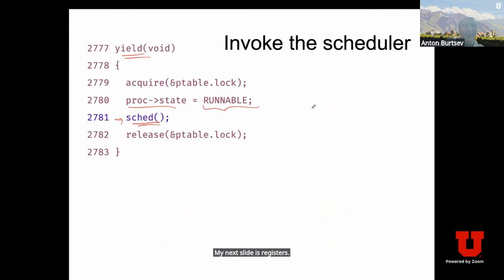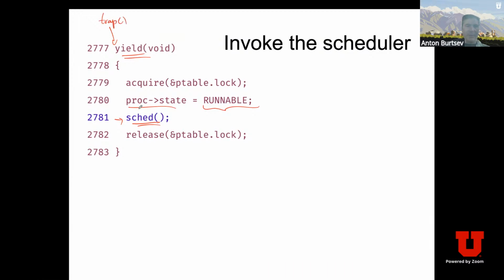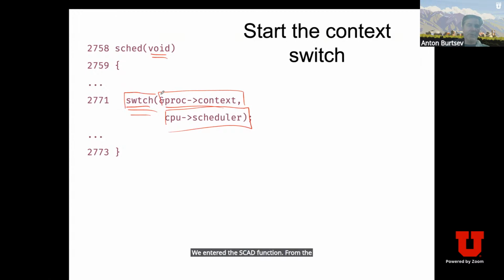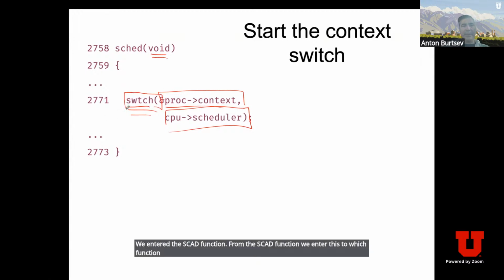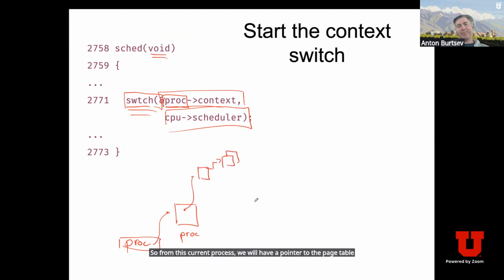But I wanted to go back to this function, just for a second. Remember, we got to this function from this trap function. We entered the sched function. From the sched function, we enter the switch function, and I claim that the switch function will actually do the context switch. Right now we have a proc, and this proc is a global variable. Every time we switch, we update it to point to the process data structure which represents the current process. So from this current process, we will have a pointer to the page table of this process and everything.